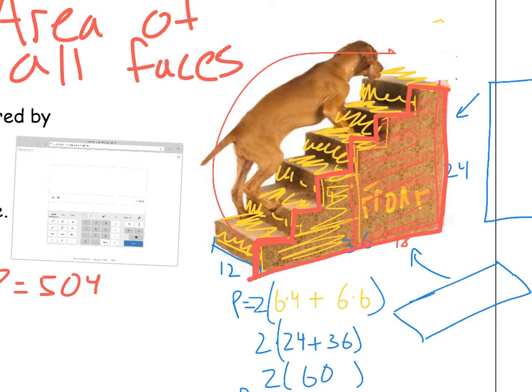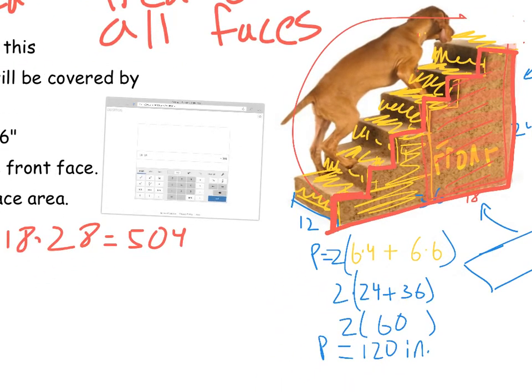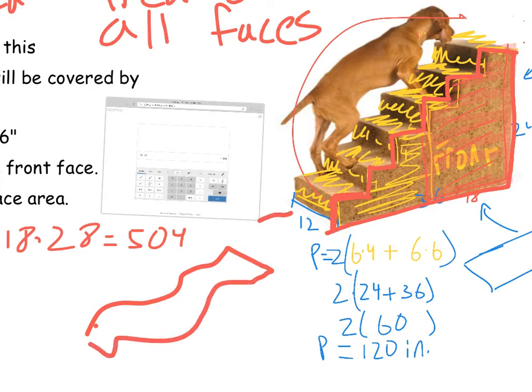So we could take a long strip of cloth. Here's my long strip of cloth. You're going to take a long strip of cloth and wrap this whole thing around with it. Well, how long would that be? The length of that is the same as the perimeter here. So the length of the fabric we would need is the perimeter.